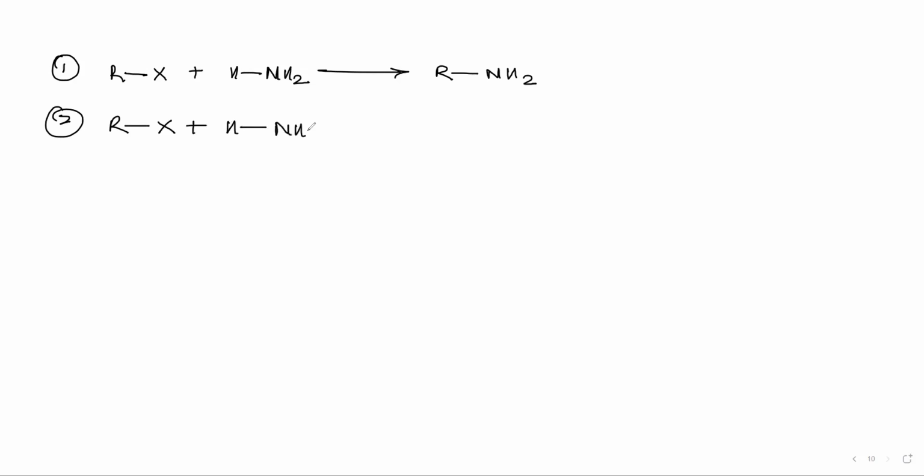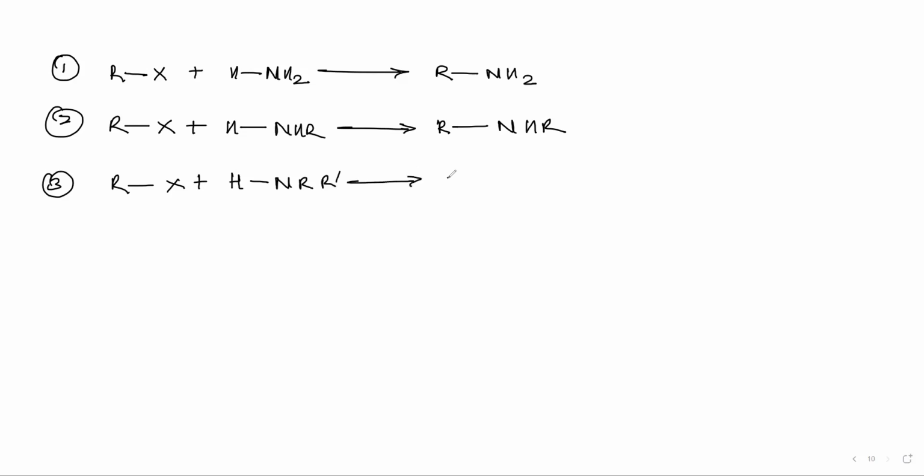Now we have NHR. Now what will I get? I will get R, NH, R. If I have the third case of RX, we have hydrogen plus nitrogen with R and R dash. What will I get? R, nitrogen, R and R dash. What is the only thing that is happening in all of them?